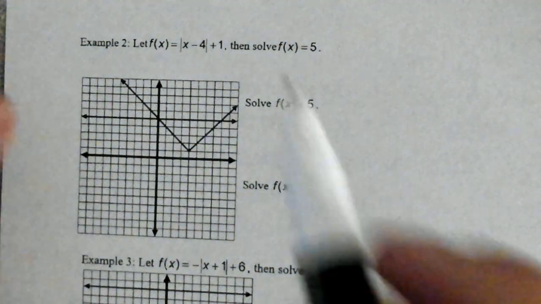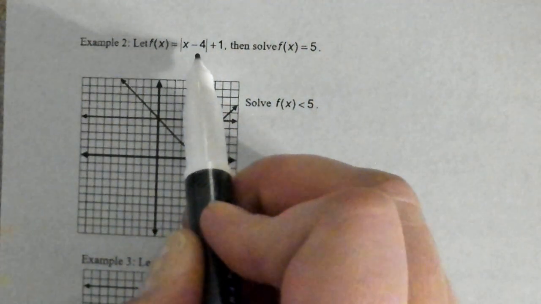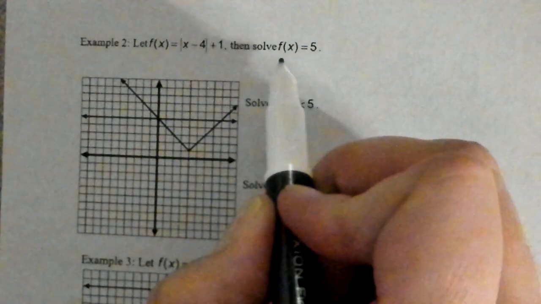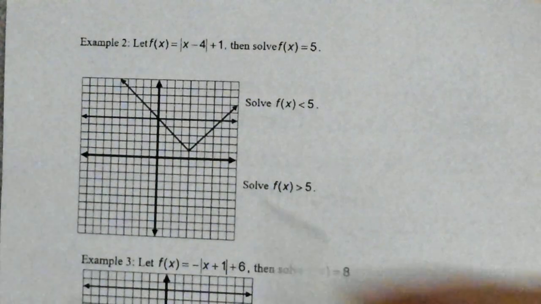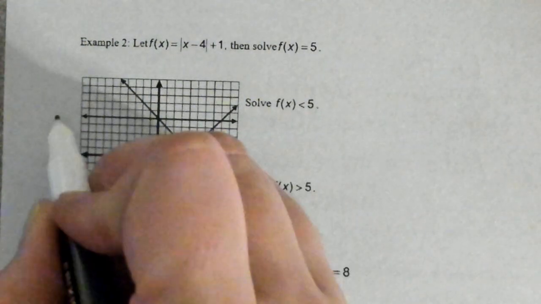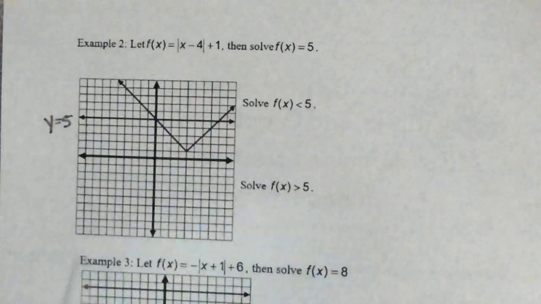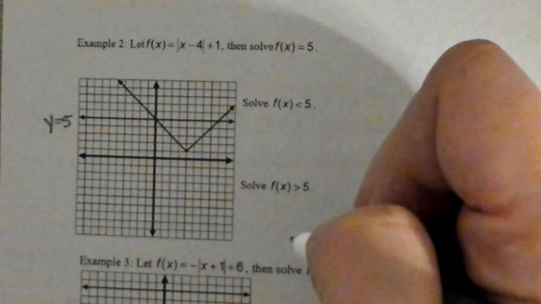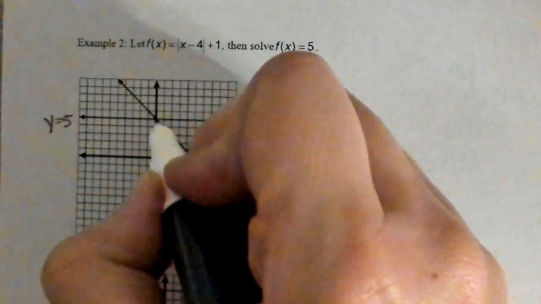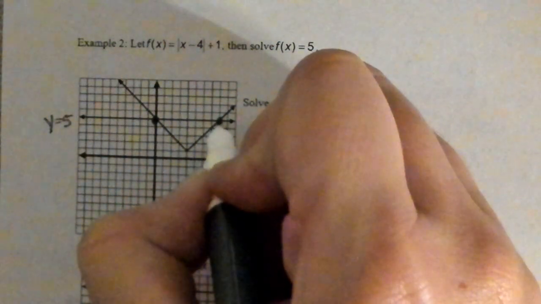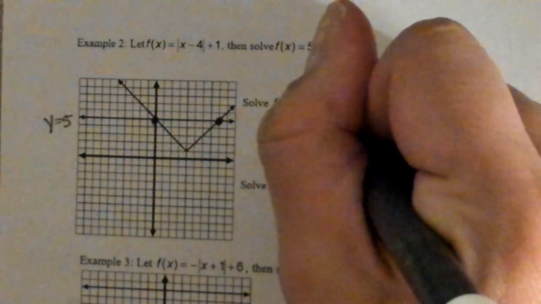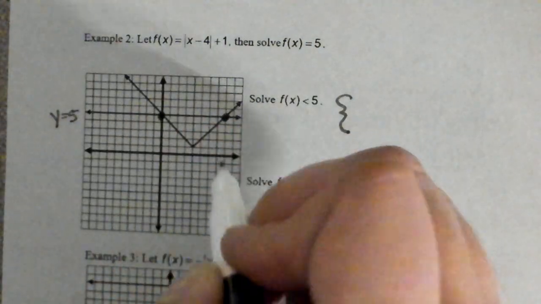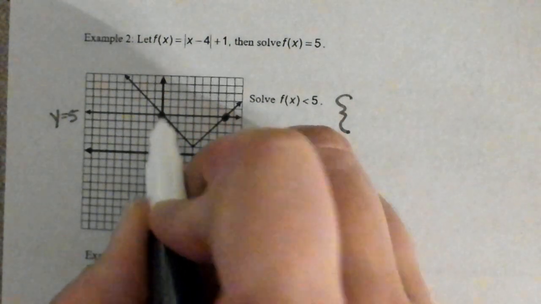All right, so example 2 says, let f of x equal absolute value of x minus 4 plus 1. That's this V-shaped guy right there. Then solve f of x equals 5. All right, so this line right here, this is the line y equals 5. Okay, so if it's an equal sign, I would just want intersection. Where do these intersect? And we're just going to give the x coordinates. Okay? So it's just two numbers, right? So figure out what those x values are.